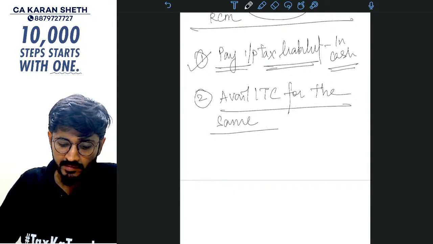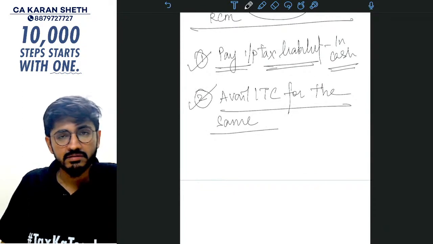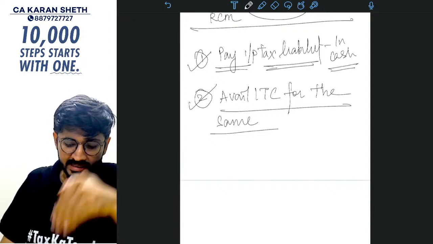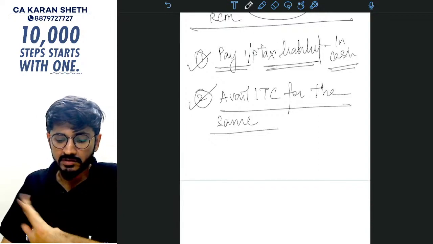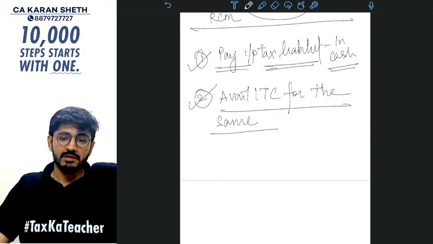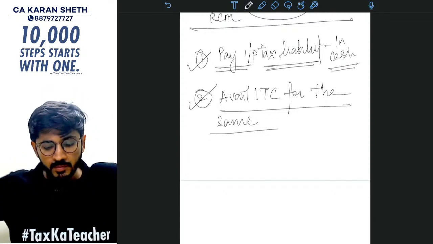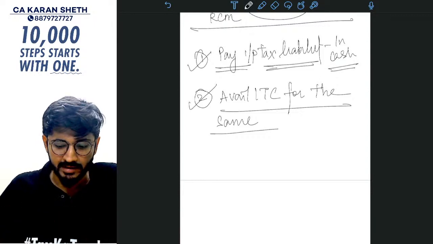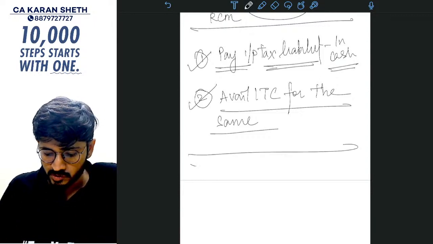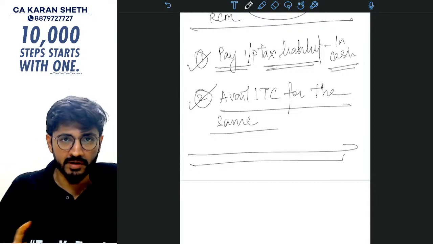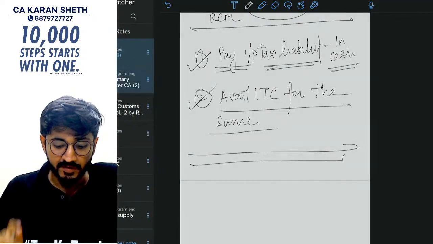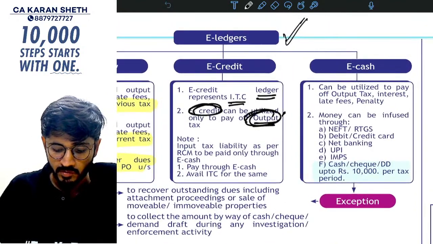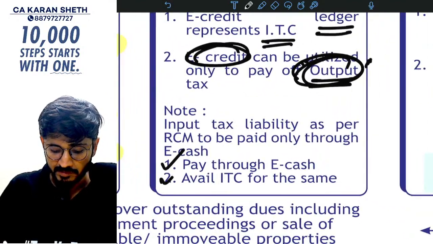E-cash, okay? First, pay the input tax liability in cash and then avail ITC for the same. Once you are done with that, it ends there. So these 2 treatments are very, very important. We will do a sum on that. Let's hope that you remember these treatments.